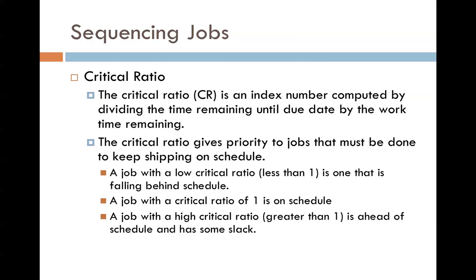A job with a low critical ratio, which is less than 1, is one that is falling behind schedule. A job with a critical ratio of 1 is on schedule. And a job with a high critical ratio, which is greater than 1, is ahead of the schedule and has some slack.